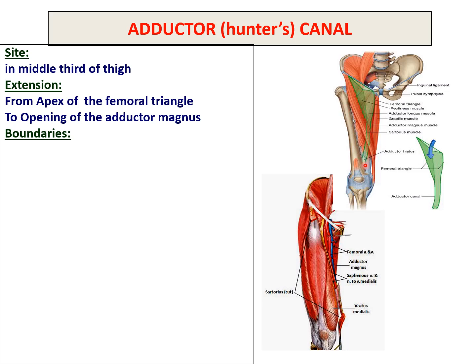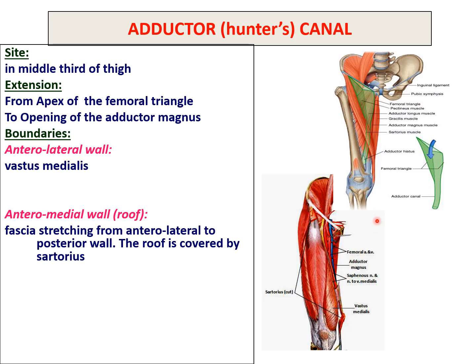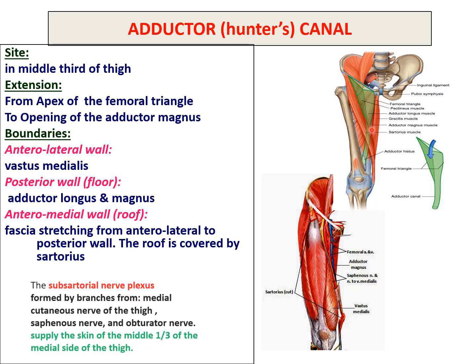Its boundaries: here is the vastus medialis, which forms the anterolateral wall of this canal, and sartorius muscle here, which forms the anteromedial wall of this canal. The posterior wall or the floor is formed by two muscles, which are adductor longus and adductor magnus.